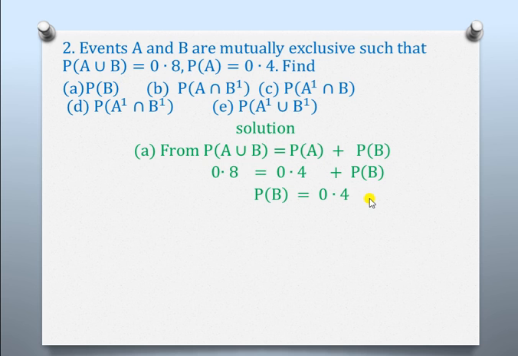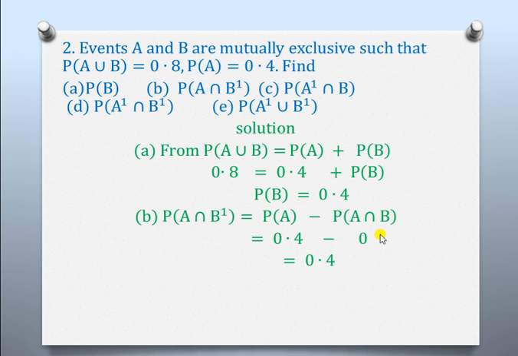That gives us the 0.4. Let's look at part B. They wanted the probability of A intersection B complement. Now from set theory, you realize that the probability of A intersection B complement is as good as the probability of A minus the probability of A intersection B. But remember, this is already 0 because we said these are mutually exclusive events. So it means we shall simply substitute for 0.4 minus 0. And that gives us 0.4.